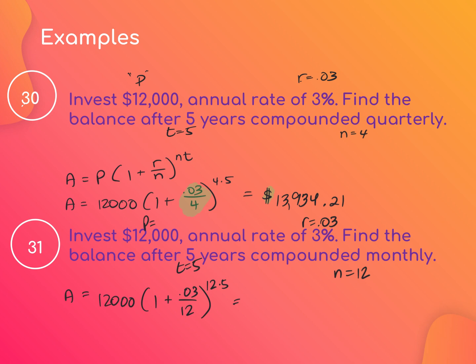However, as the years go by, as T grows, the difference becomes more obvious. So I'm going to raise it to like the 60th power. So let me see. So I do 0.03 divided by 12. I get 0.0025. I add 1 to it. Then I'm going to raise that amount to the 60th power. And then I'm going to take that value and I'm going to multiply it by 12,000. And so I get $13,939.40. So not a big difference in 5 years, but a difference all the same.